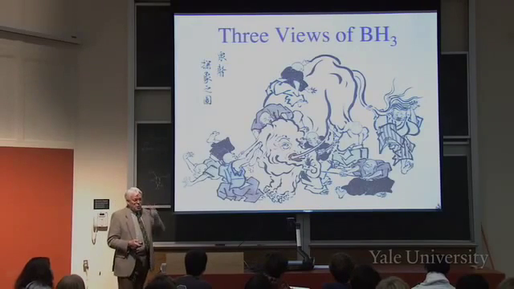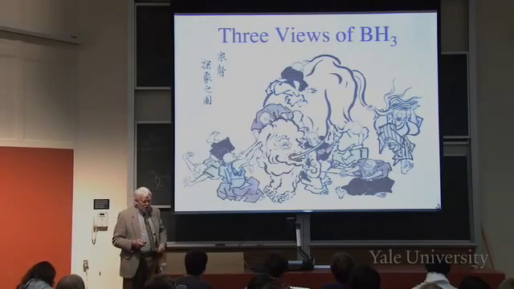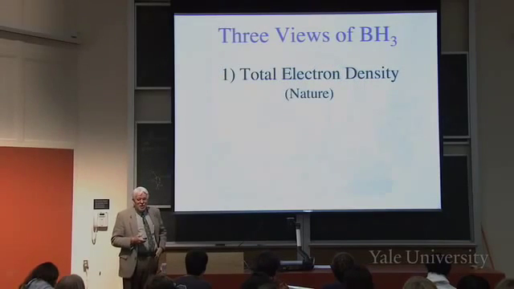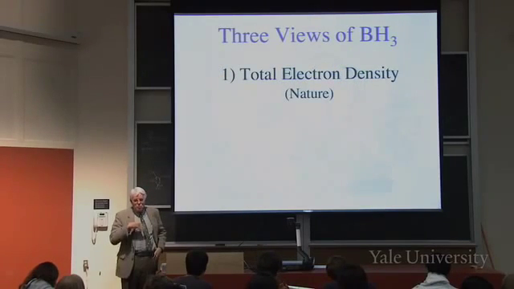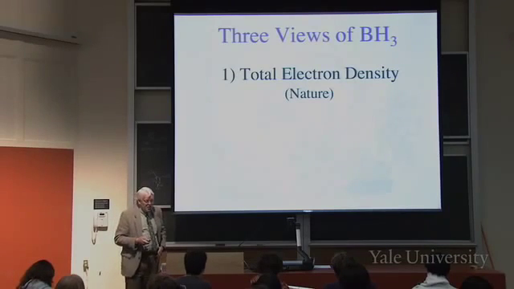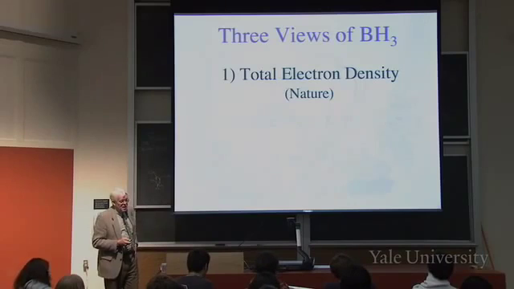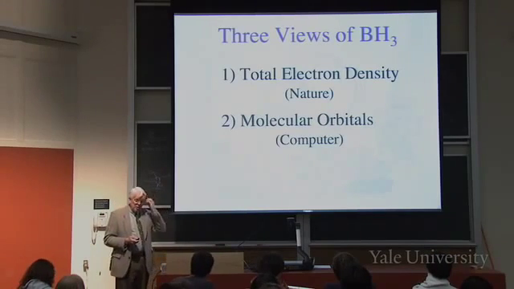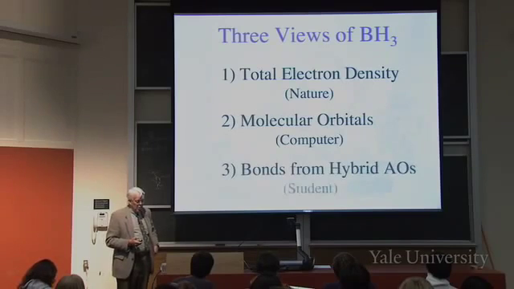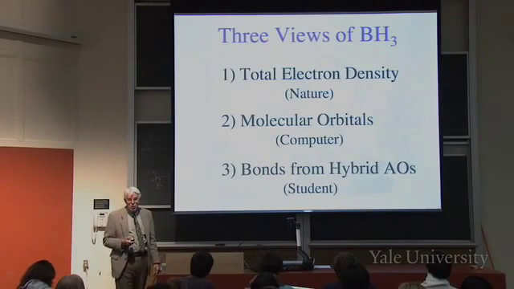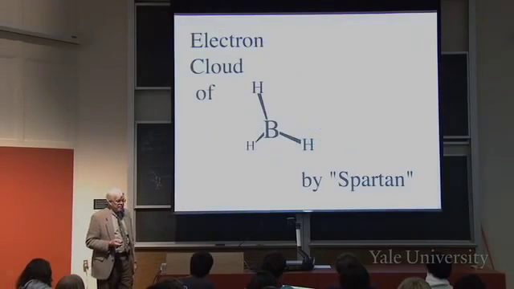Okay, now, three views of BH3. First, nature, the total electron density. I'm going over the same thing again and again here with different examples. First, look at total electron density, nature. Then we'll look at molecular orbitals, that's what a computer does. And then we'll look at bonds from hybrid atomic orbitals, and that's what we do as chemists.